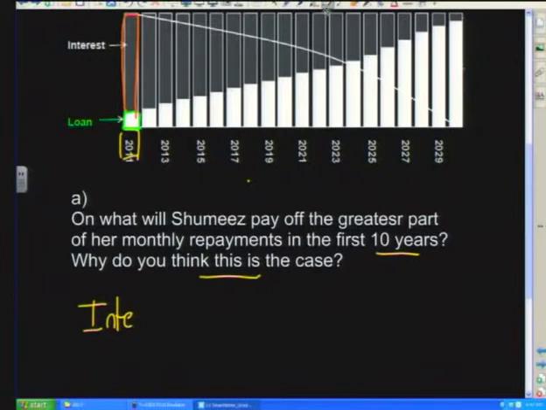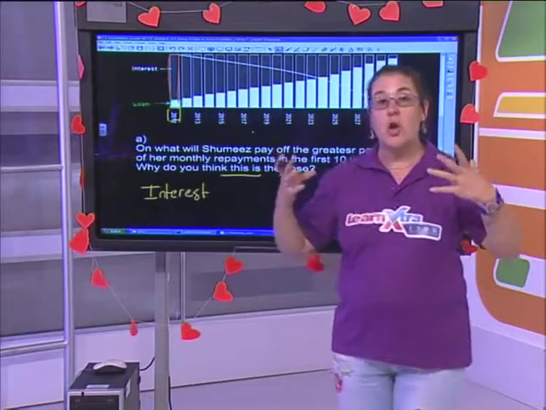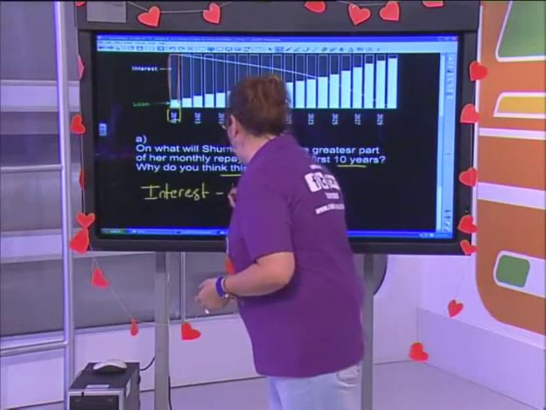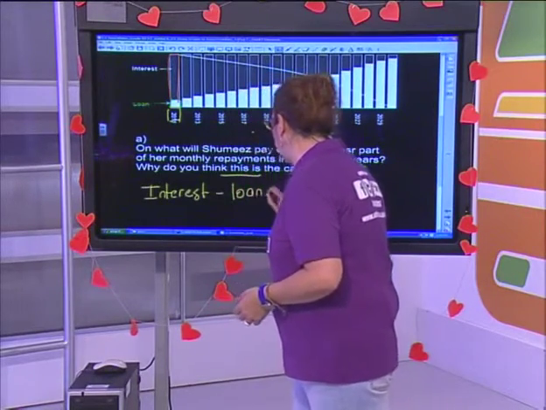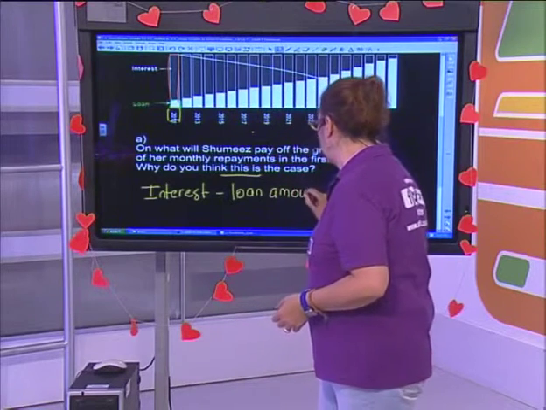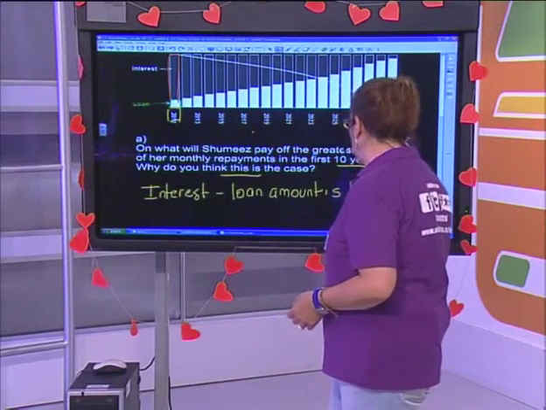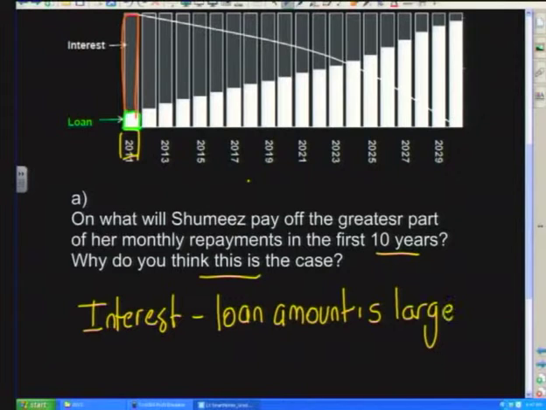Right. She is paying interest. For the first 10 years, she's paying more towards interest. And why do we think that? That is because our loan amount is huge. So our loan amount is big. So the larger our actual loan amount is, the more interest we're going to be paying. So that's the first few years.